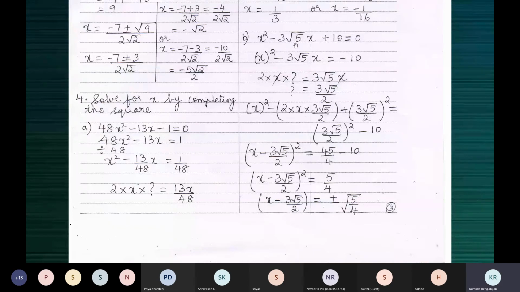Normally they'll just say take half of this x term. Half of the x term. This is what it is. 3 root 5 by 2 is the q term.